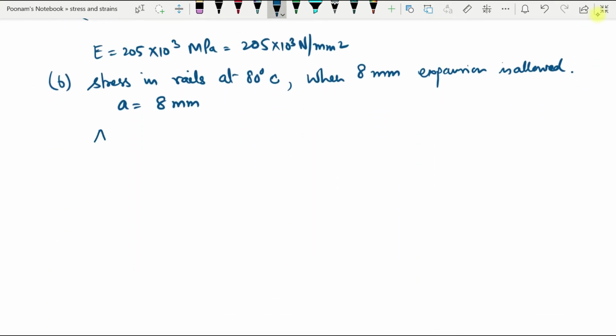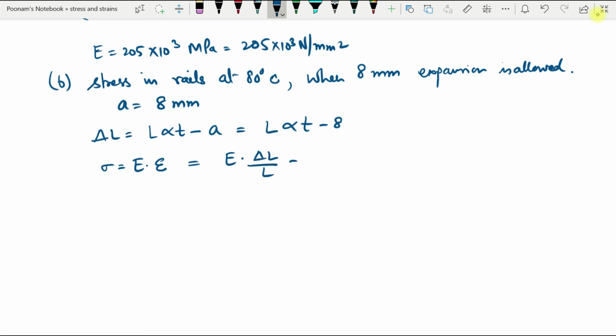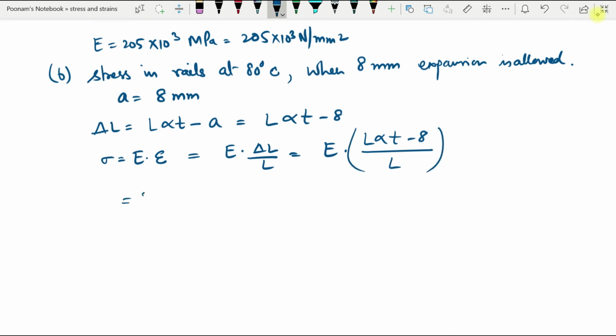The change in length delta L will be L alpha T minus A. So L alpha T minus 8 is the change in length, and I can find out sigma. So sigma will be E into epsilon, and E into epsilon will be change in length by original length. So E into change in length is L alpha T minus 8 divided by original length.